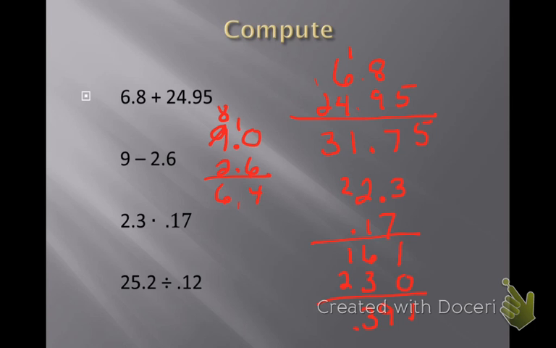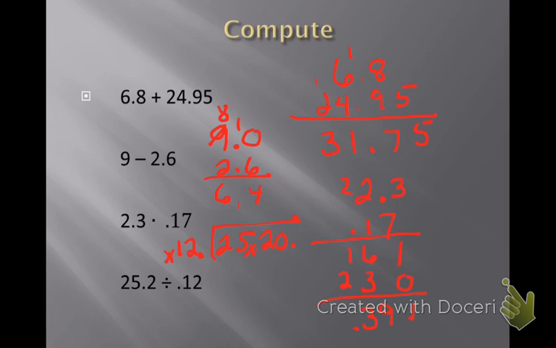Okay, I'll put that room here to do this. 25.2 divided by, so the 25.2 goes on the inside, 0.12 goes on the outside. Well, we really can't divide by a decimal, so we're going to change it to a whole number, which means we multiply by 100, move the decimal over 2. So if we move the decimal on the outside over, we also have to move it over on the inside the same number. Then we bring it straight up, and then we start dividing.